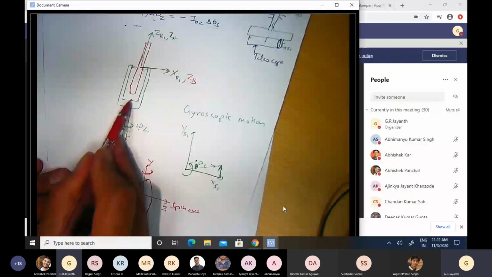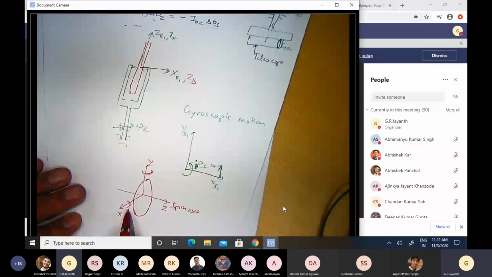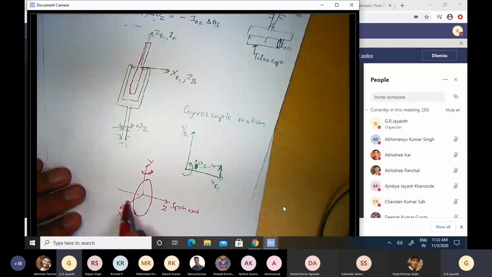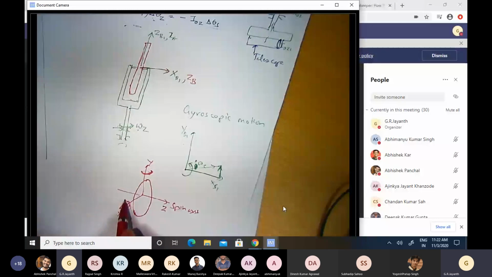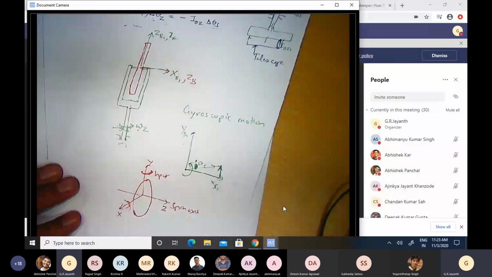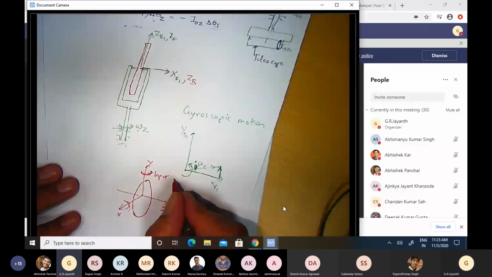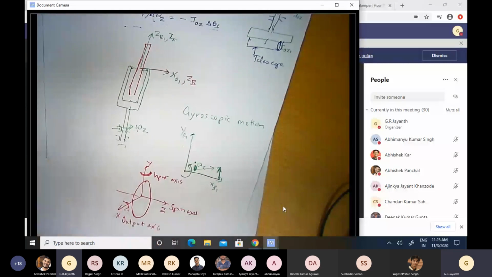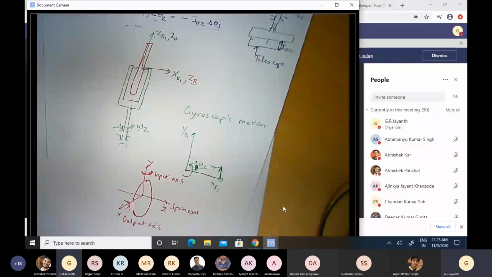And likewise, if I try to apply torque about this axis, it will try to spin about the other axis for exactly the same reason. So you can view one of them as the input axis and the other as the output axis. The input could either be angular rate or torque. The output will be either torque or angular rate.